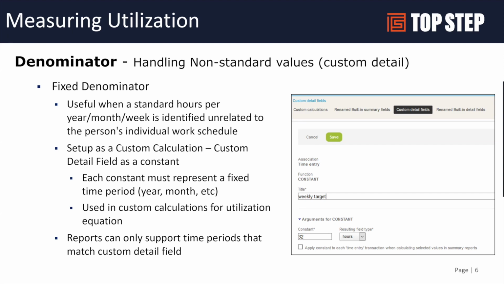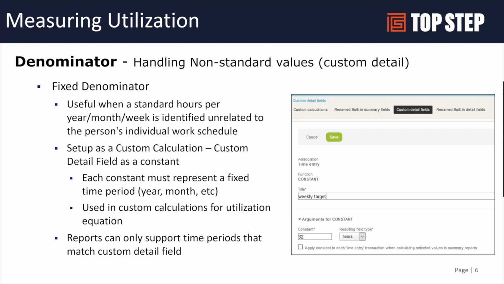There are a couple of versions of custom calcs that you can do: custom detail fields as well as custom calcs. The custom detail field could be used if, let's say, you wanted to use 520 for a quarter. I don't care how many weeks or working days, we're going to define our quarterly denominator at 520. In that scenario, you can create a custom detail field to set a constant of 520 as a quarterly target for your resources.